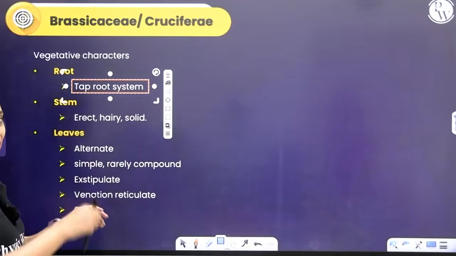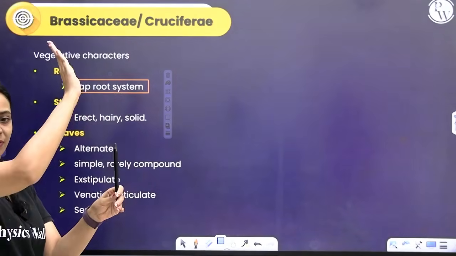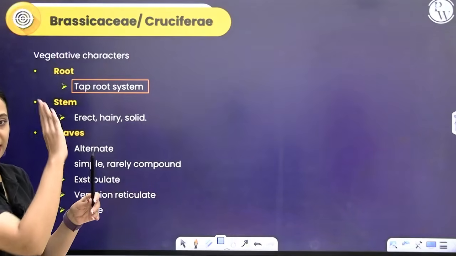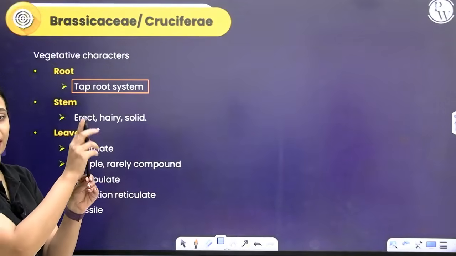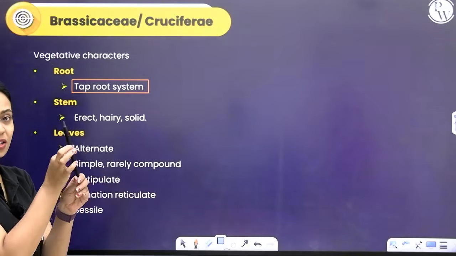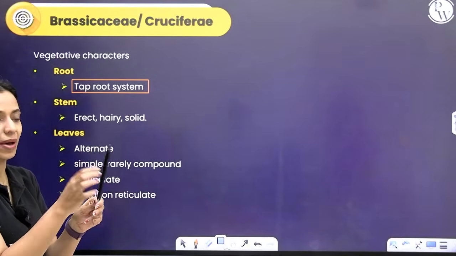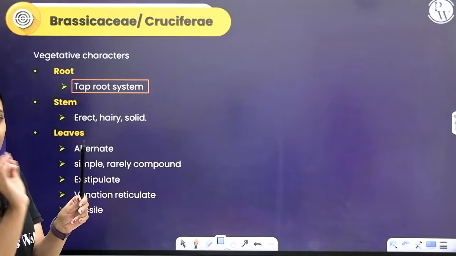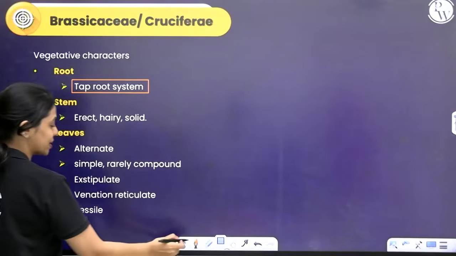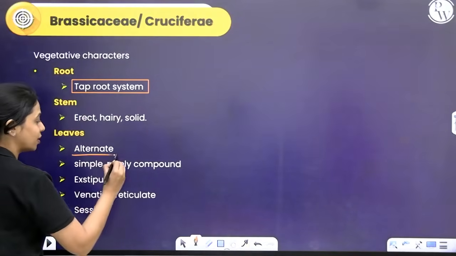Stem is generally erect. That means above ground. It's not prostrate. It's erect. It will have some hair present on its surface and it's a solid stem, not a hollow stem like bamboo. It is a solid stem. Talking about the leaves. How is the phyllotaxy? You can see alternate phyllotaxy.